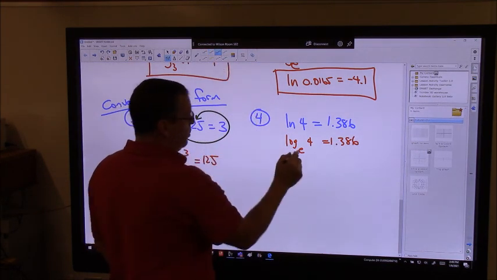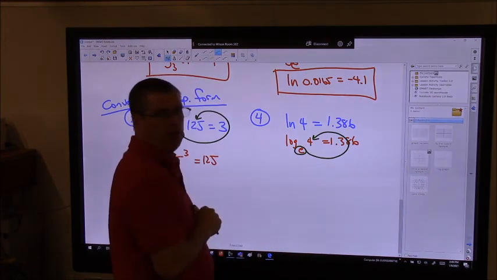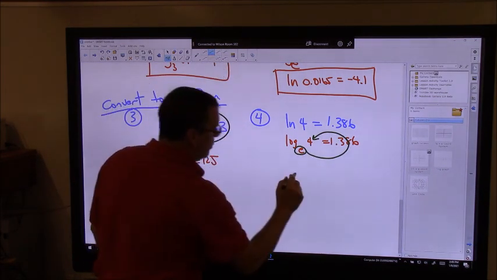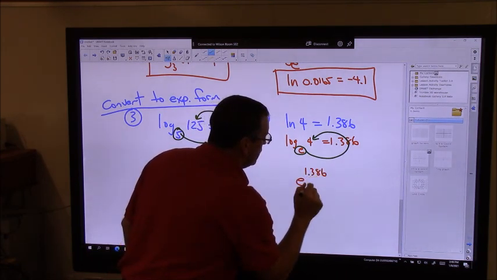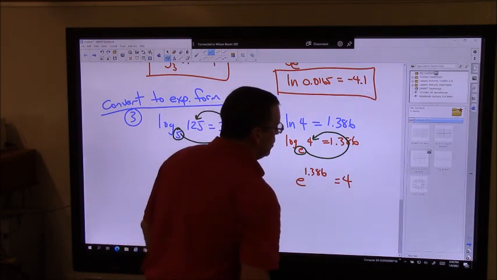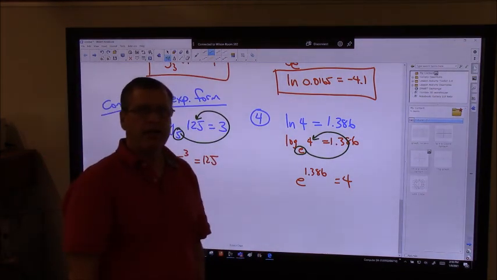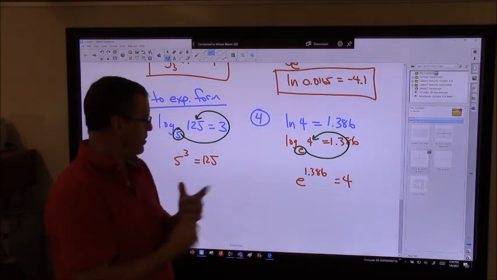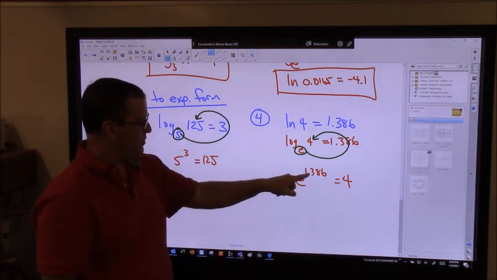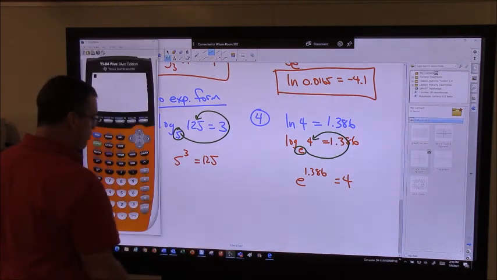So if I swirl that, e raised to this exponent should equal 4. So e raised to the 1.386 should equal 4. A lot of times I tell people, take time to check your work on a test. Take time to check things. Well, if I want to check this, I just have to do e raised to that and see if I get 4 for an answer. That's a quick, easy thing to check.